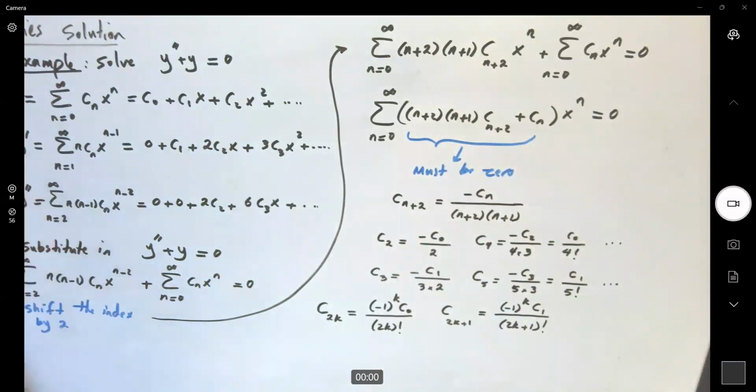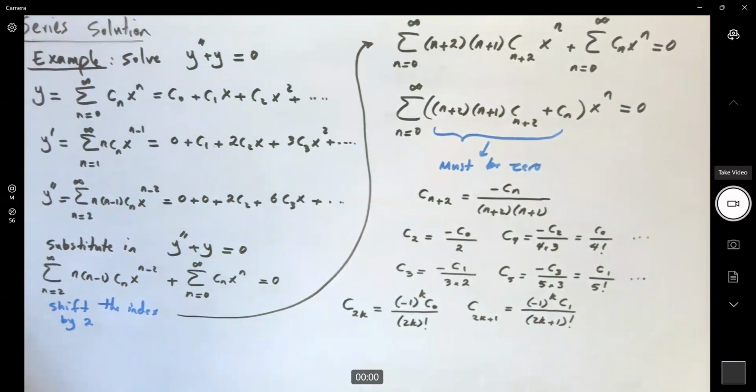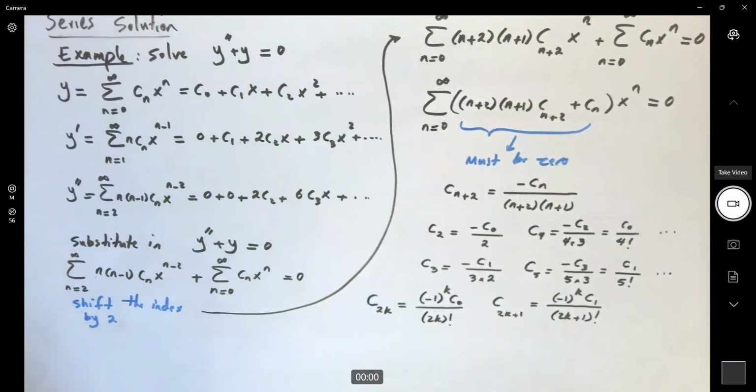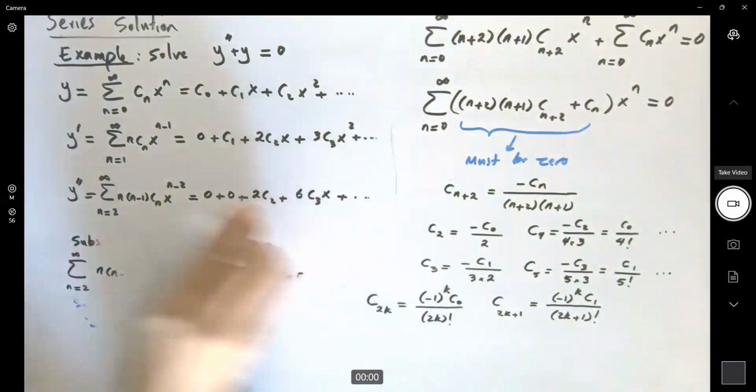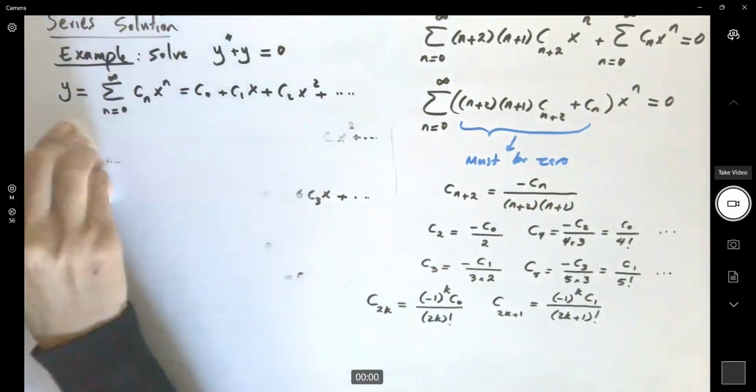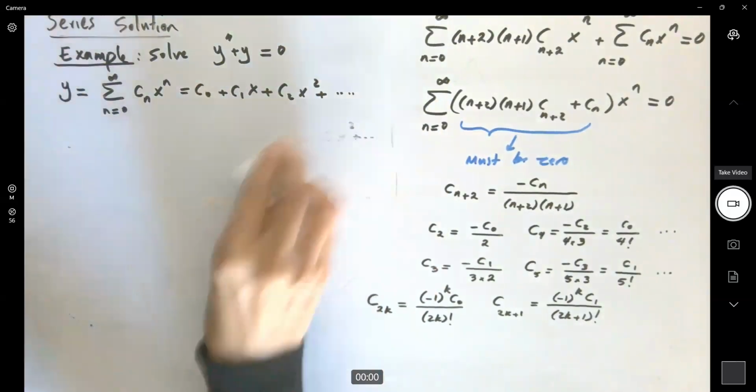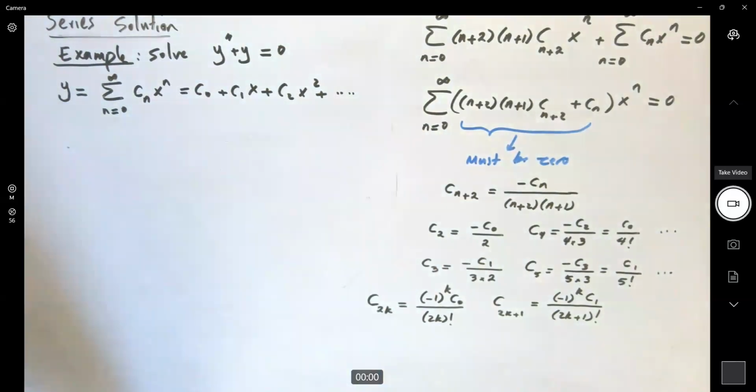So let's go back to the solution. This is the whole point of writing this differential equation and trying to solve it. Let us go back to the general solution that we're trying to come up with. This general solution can be written this way.